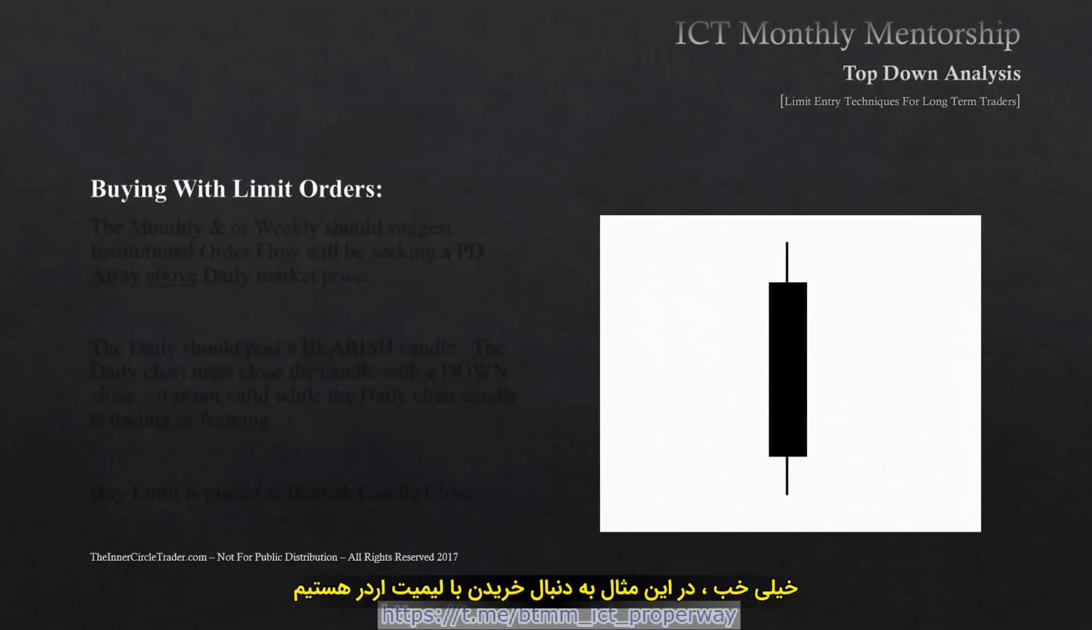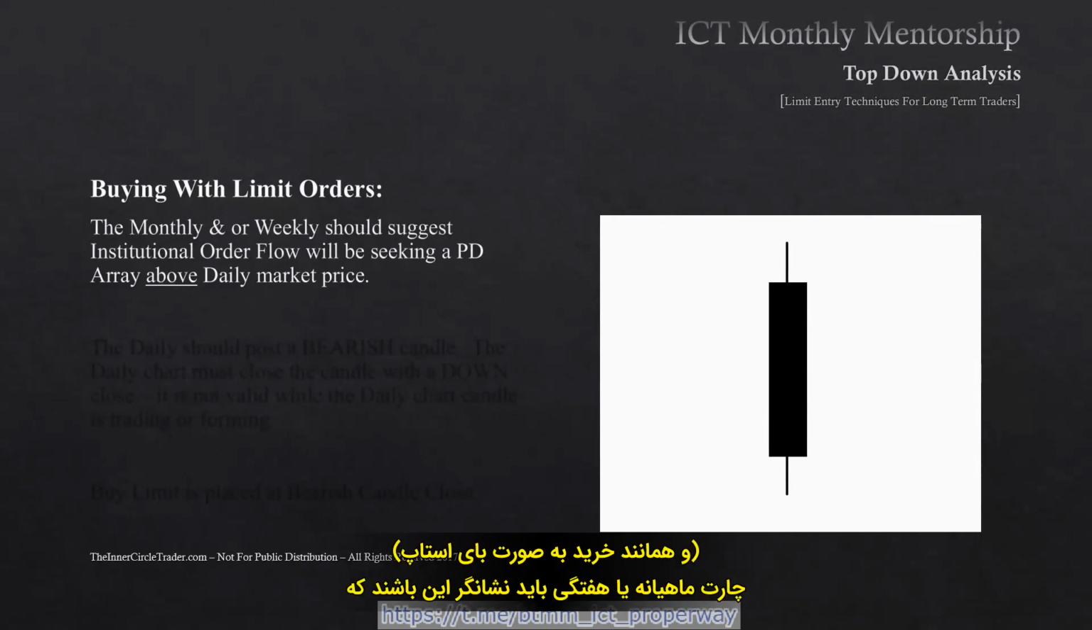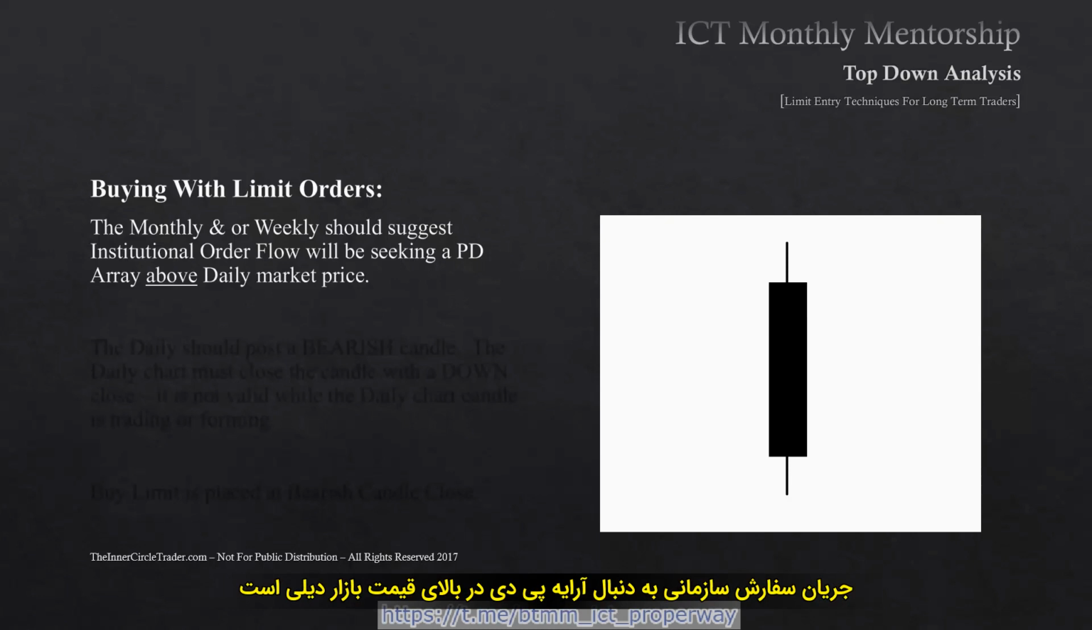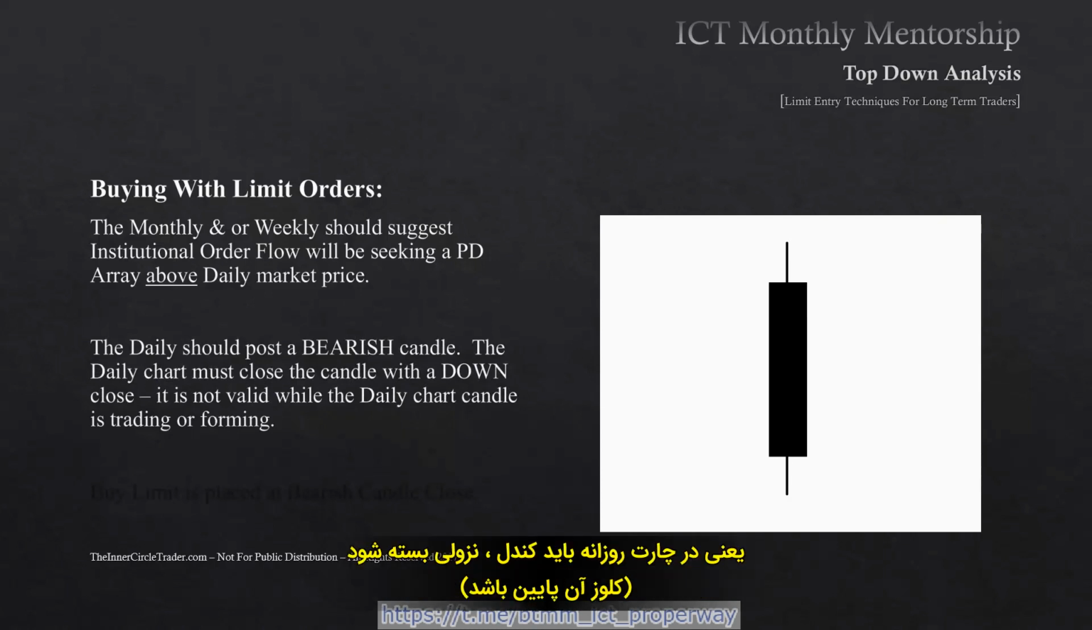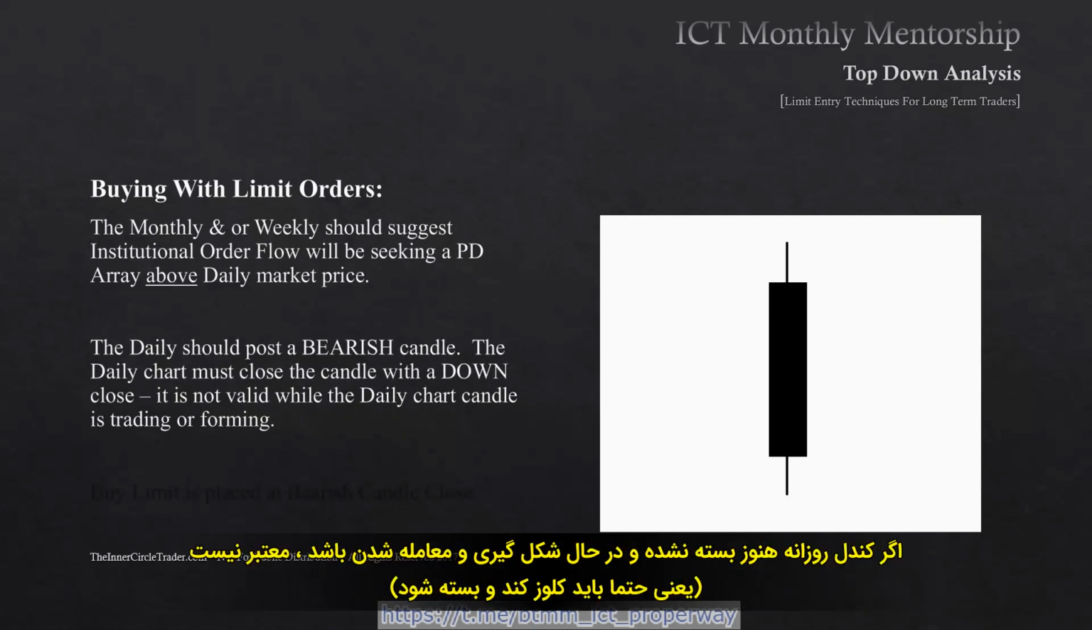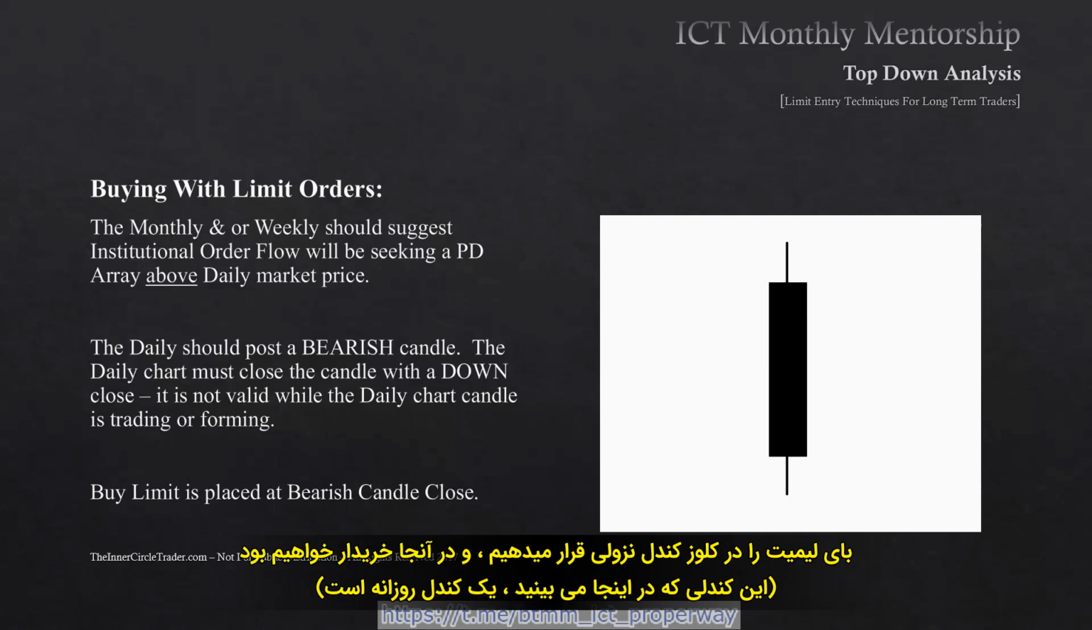Okay, we're looking at buying with a limit order, and much like we used for the buy stops, the monthly and/or weekly should suggest institutional order flow. We'll be seeking a PD array above daily market price. The daily should post a bearish candle. The daily chart must close the candle with a down close, and it is not valid while the daily candle is trading and/or forming. And the buy limit is going to be placed at the bearish candle's close.